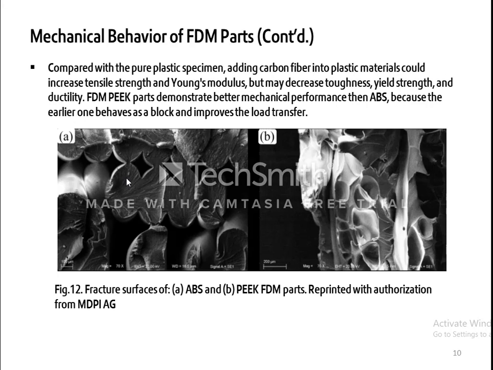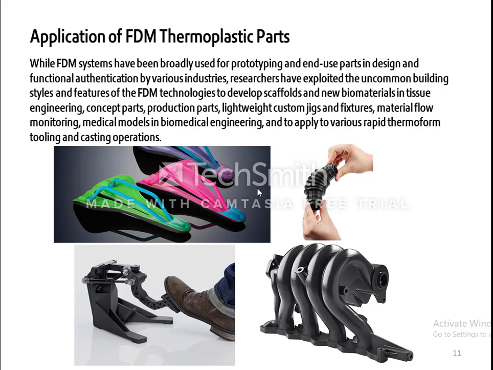Compared to the pure plastic specimen, adding carbon fiber into the plastic material could increase the tensile strength and Young's modulus, but may decrease the toughness, yield strength, and ductility. FDM PEEK parts demonstrate better mechanical performance than ABS because PEEK behaves as a block and improves the load transfer. You can see the fracture surface of ABS and PEEK FDM parts.